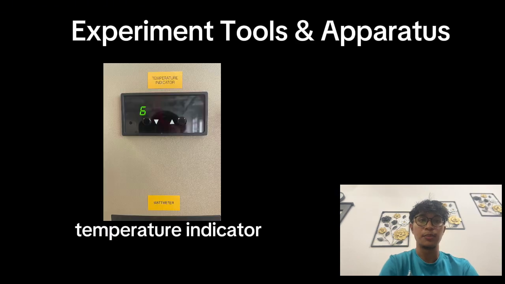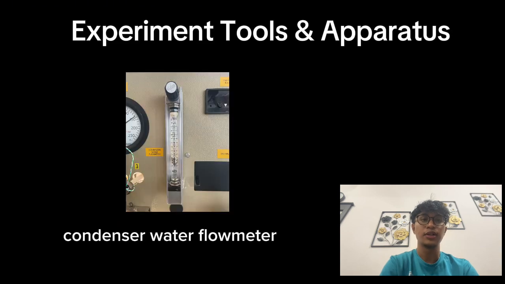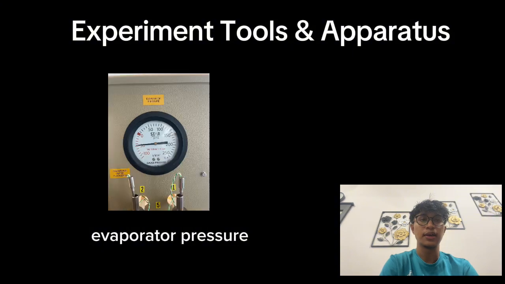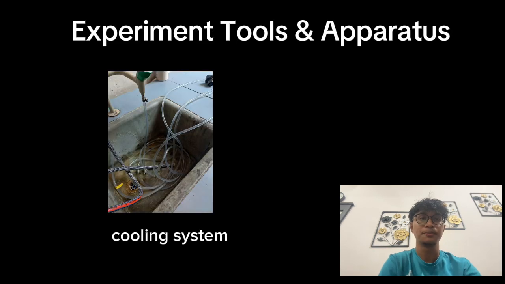Next, experiment tools and apparatus. We have the main switch, temperature indicator, evaporator water flow meter, condenser water flow meter, condenser pressure, evaporator pressure, condenser, evaporator, and lastly, the cooling system.